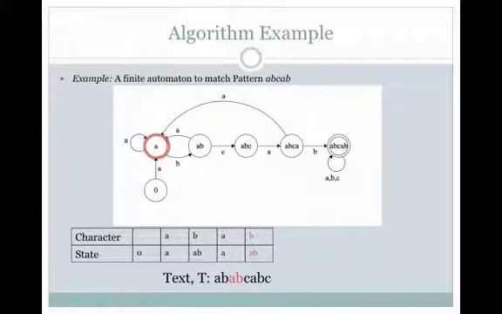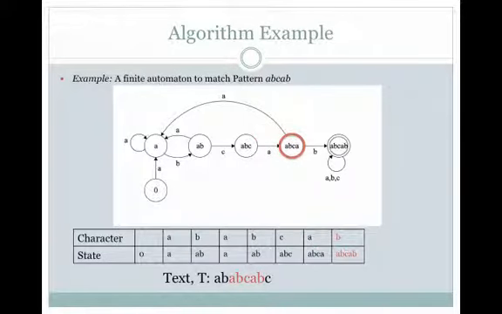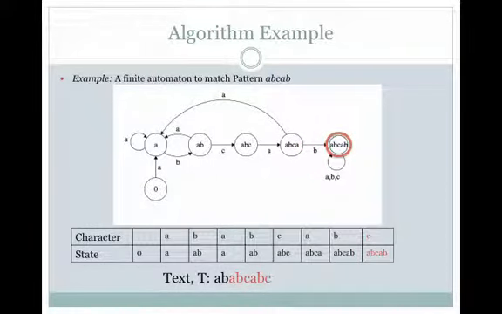We then receive a B and move to AB. We then receive a C and move to state ABC. We then receive an A, move to state ABCA. We then receive a B and move to the accept state ABCAB. Now the pattern has been matched, any further input does not cause any transitions.